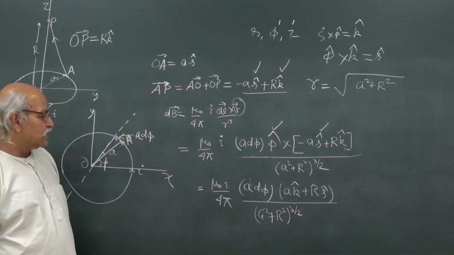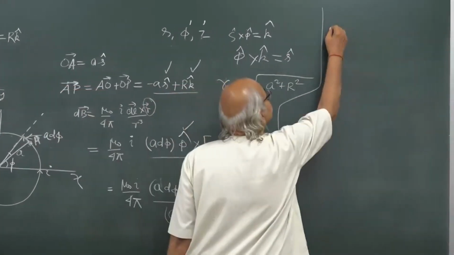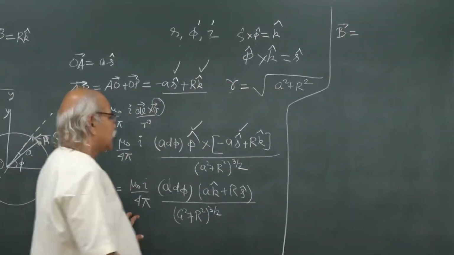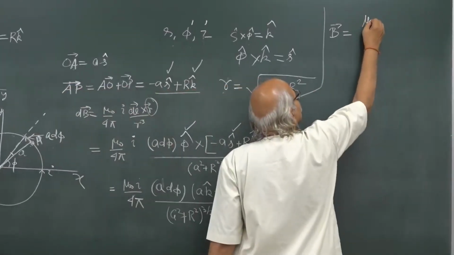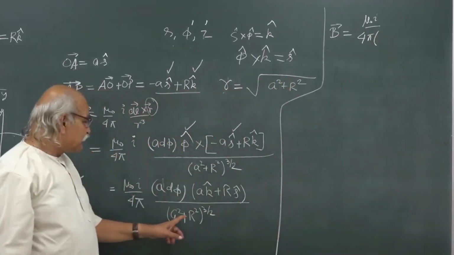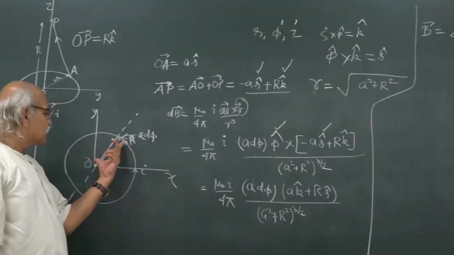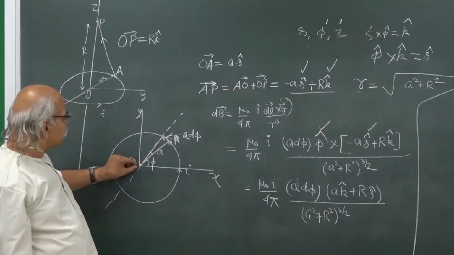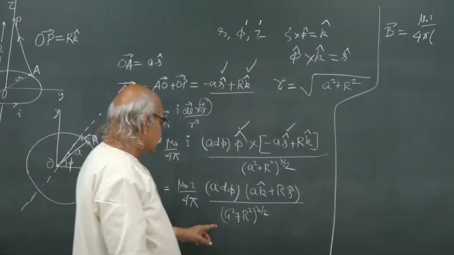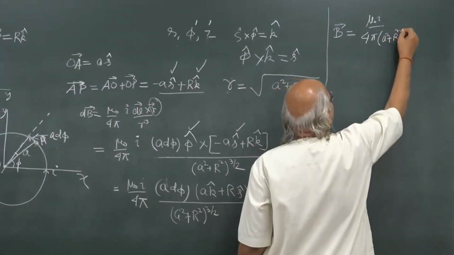Integration. What is B? So, integrate. Mu naught I by 4 pi is a constant. Then A squared plus R squared is also constant. A is the radius of the loop and R is the distance from the origin to the point where you have to find the field. So this is also constant, A squared plus R squared to the power 3 by 2.